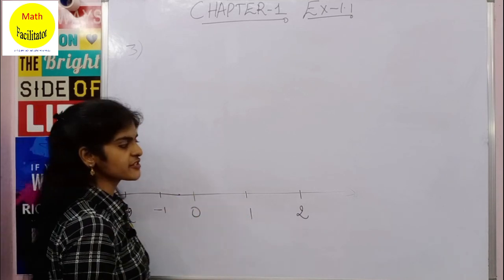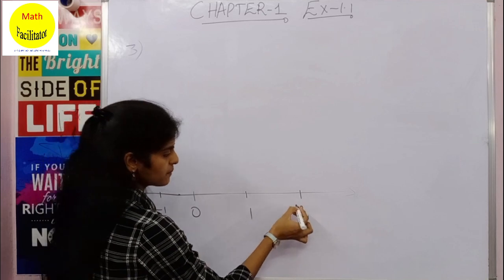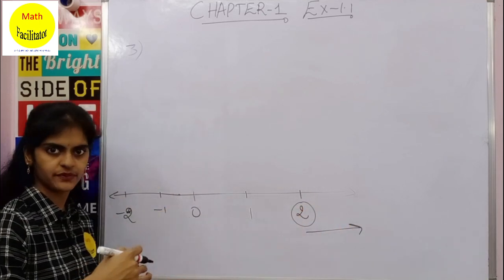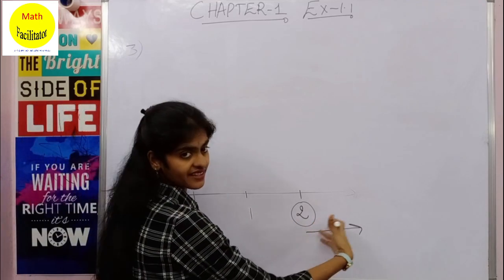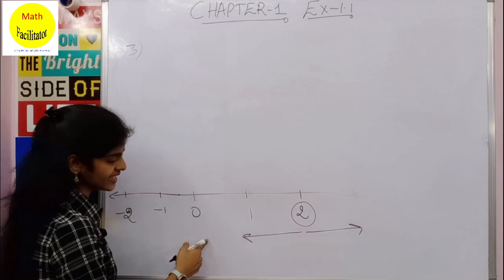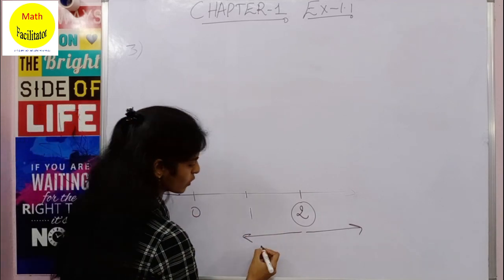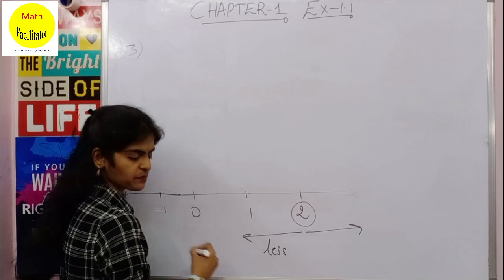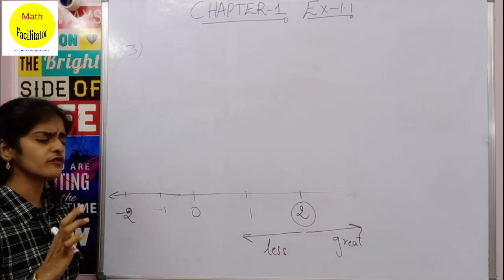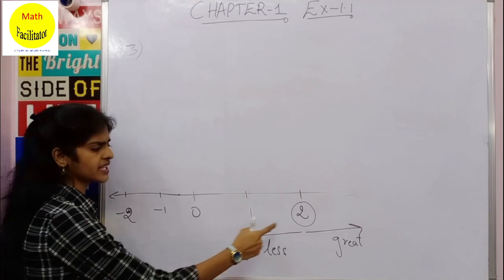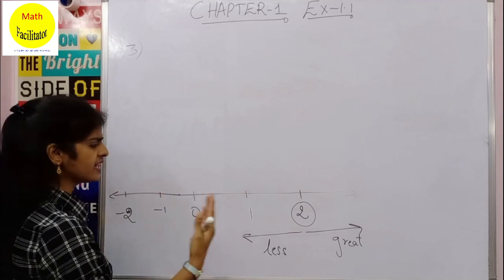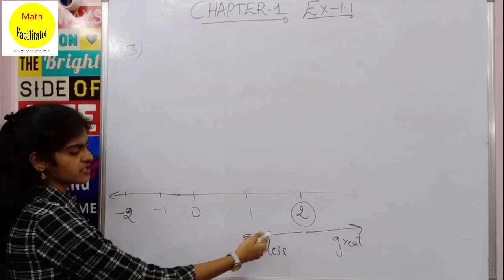We have learned that if you take any number to the right side, you will have greater numbers. All the numbers to the right of 2 are greater than 2, and all the numbers to the left of 2 are less than 2. So here you will find lesser numbers and on the right side you will find greater numbers. You want numbers smaller than 2, so you will move to the left side.